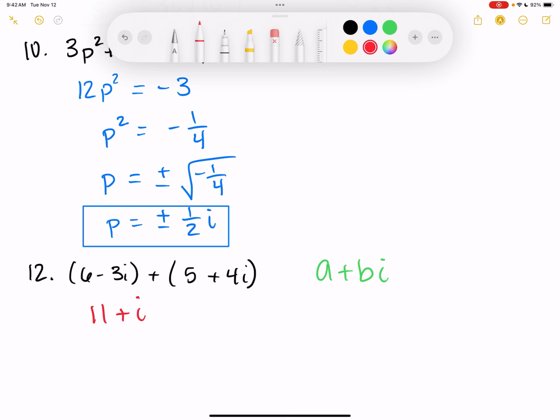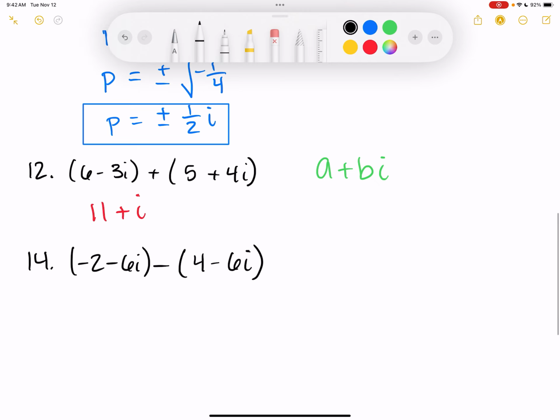Now, the ones that are minus are the ones you have to watch out for, where they're subtracting. So negative 2 minus 6i minus 4 minus 6i. So negative 2 minus 4 is negative 6. And then negative 6i minus negative 6i is 0. So this would end up being 0i. So it's just negative 6.